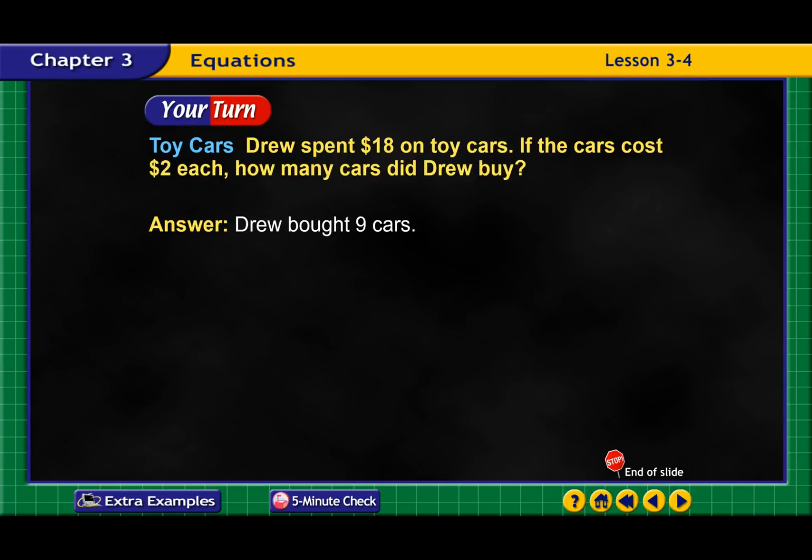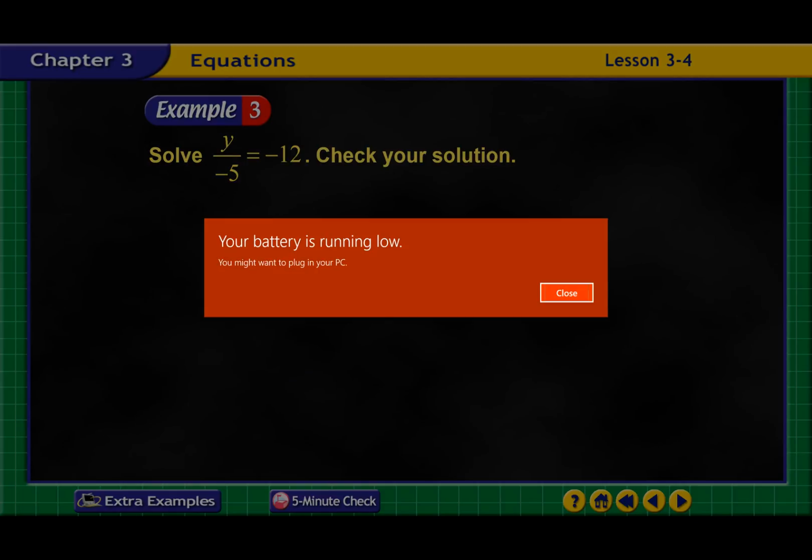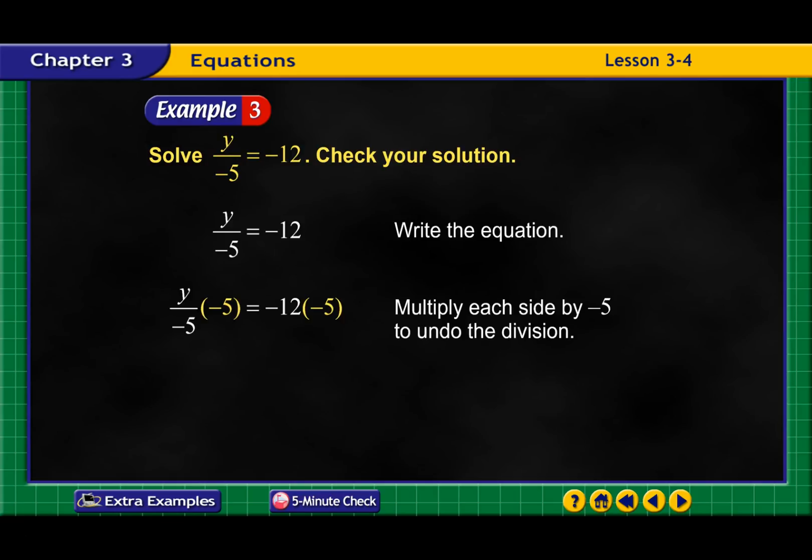I'll let you skip this one. All right, here's the one that people usually struggle with in this one. Don't freak out. It's not so bad. All right, so first we're going to rewrite the equation. Then we're going to multiply both sides by 5. Since it's a division, we're going to use multiplication to undo that. Then it's going to equal 60. And we're going to keep going from there.